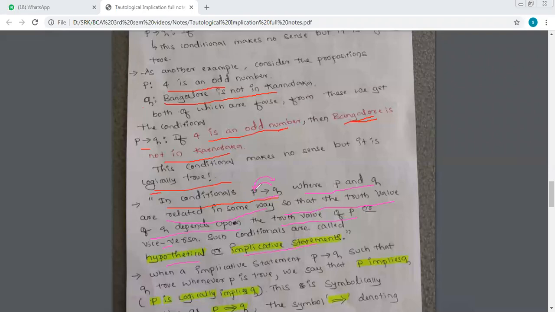There is a conditional P Q, both sentences are related in some way, and Q's value depends upon P and P's value depends upon Q. This is called logical implication, or implicative statement, or hypothetical statement.